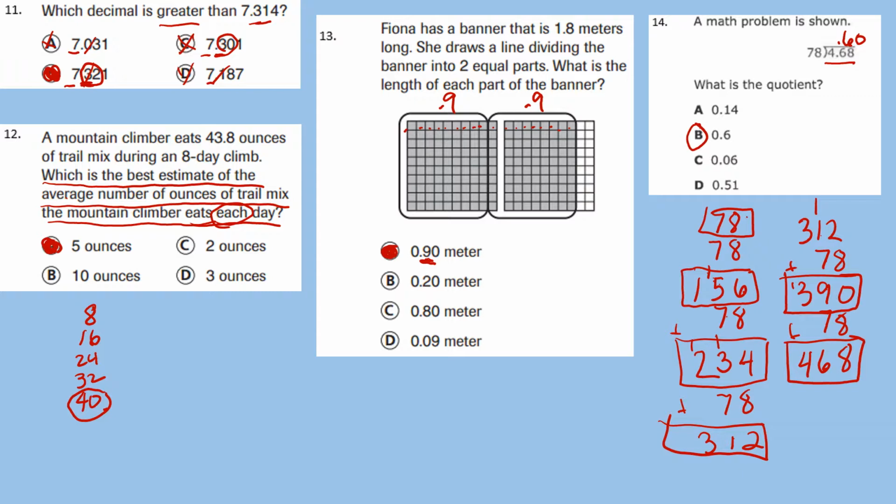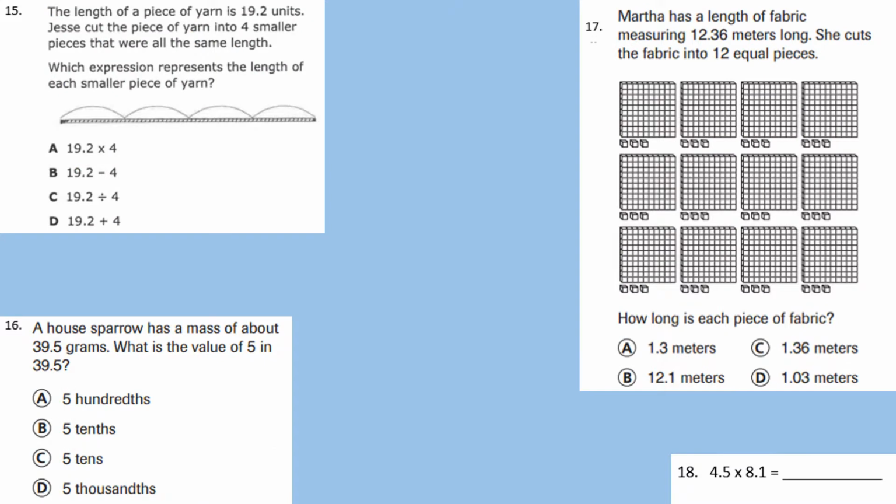Nope, that's not correct. If I raise my decimal, 0.78 does not go into 46. But 78 does go into 468 600 times. So the answer is C. Okay, we're getting there.